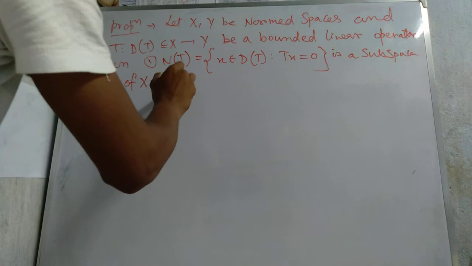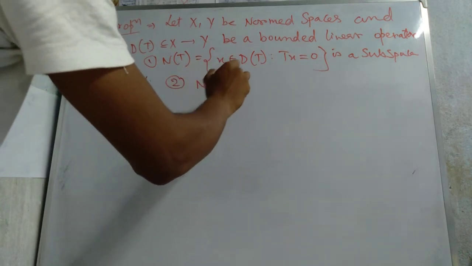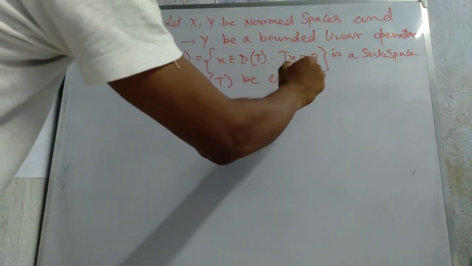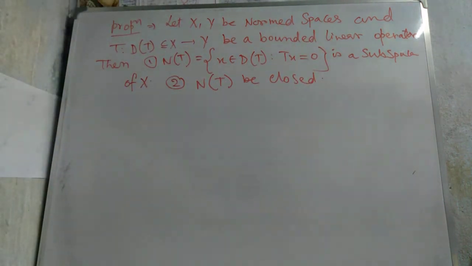And number 2, we show that N(T) is closed. So we know about that. The first part we also discussed in the previous class. How we discuss this one? This one we explained so easily in the previous class. N(T) is a subspace of X.